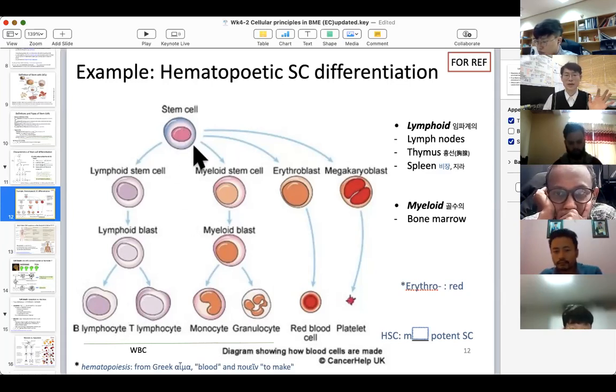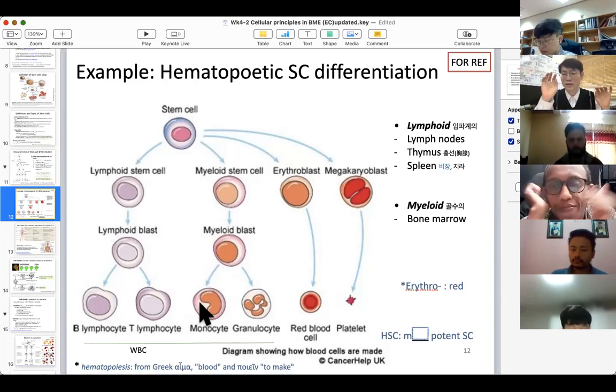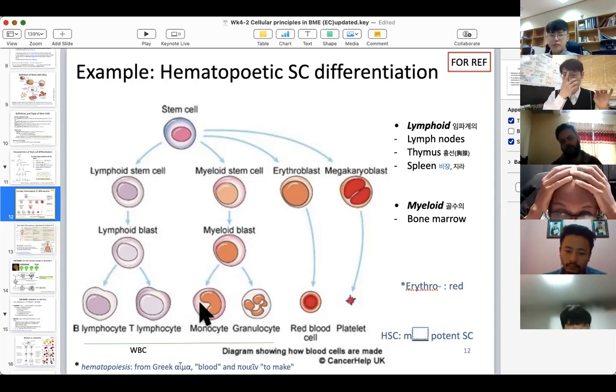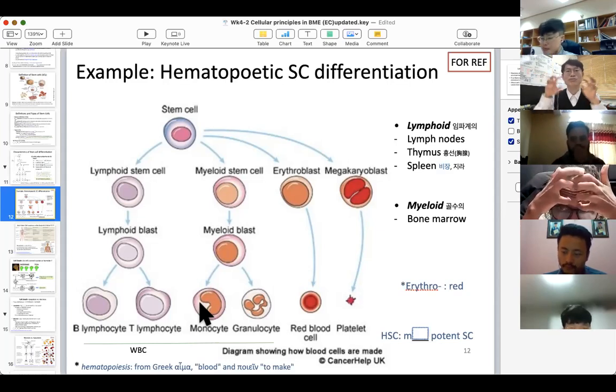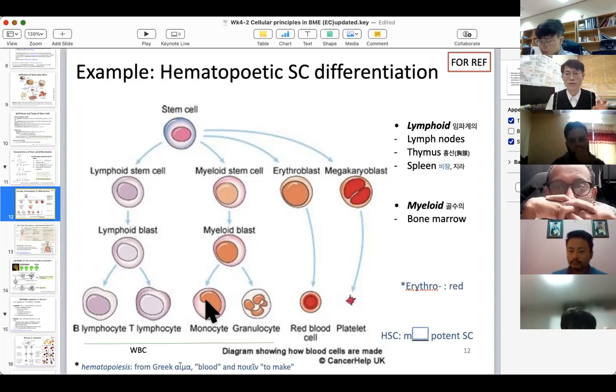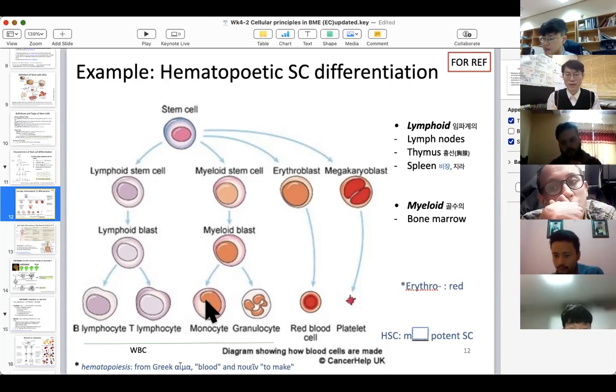Another type of stem cell is myeloid stem cell and the myeloid blast, and it differentiates into monocytes and granulocytes. So monocytes are circulating inside our blood, and once there's inflammation or when necessary, they come out of the blood vessel to get into the tissue, and become macrophage. You know, macrophage, the name itself says macro is big, phage means eating. So it's a big eater cell. So if there are invaders like bacteria or a virus, monocytes get into the tissue, become macrophage and eat them up as an inflammation function.